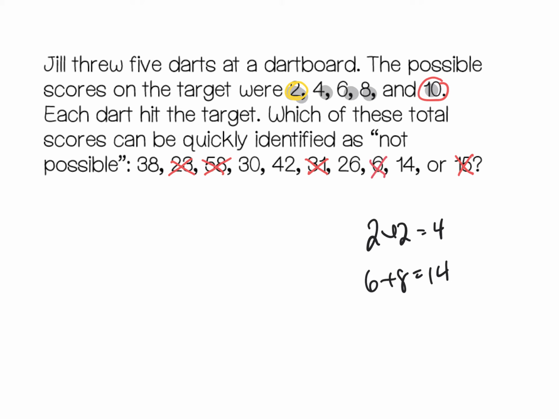So the only things we did not eliminate are 38, 30, 42, 26, and 14. We eliminated everything that we could, and that's all they wanted us to do. We don't have to figure out how they got 38. We don't have to figure out how they got 30. We just had to eliminate what was not possible.